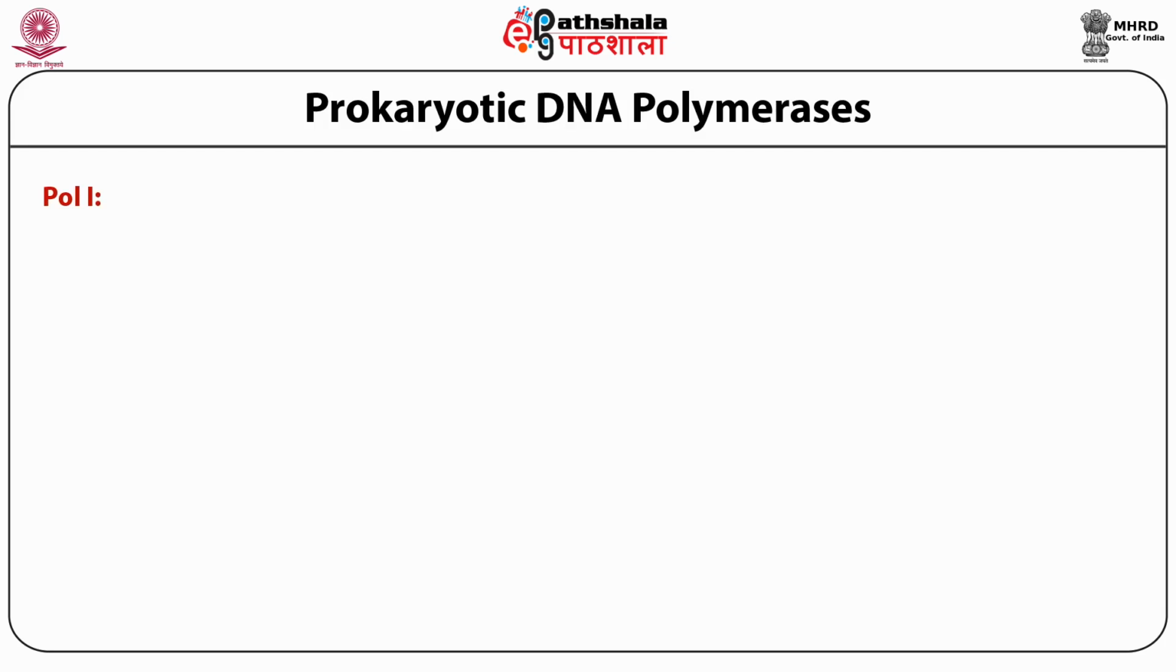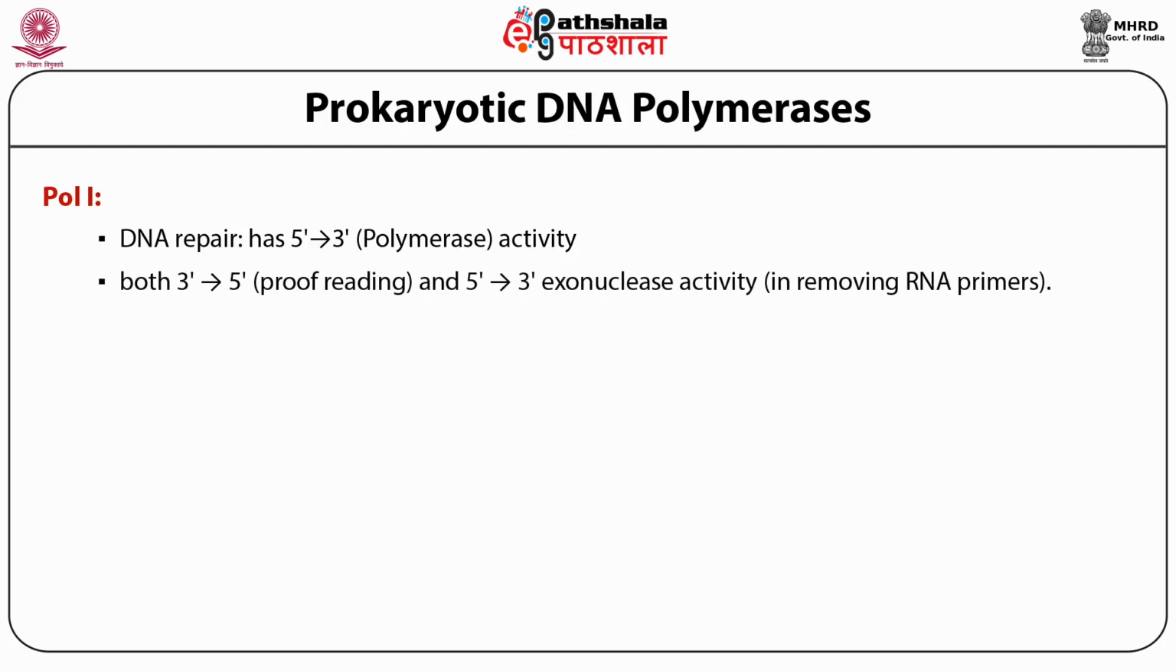Now, DNA polymerase 1. This was the first DNA polymerase which was discovered by Arthur Kornberg, for which he was awarded the Nobel Prize. Now, DNA polymerase 1 is not the main processive enzyme which is involved in replication. However, it is involved in DNA repair. It has 5' to 3' polymerase activity, meaning it can add nucleotides in the 5' to 3' direction. Along with that, it also has a few subunits which have 3' to 5' as well as 5' to 3' exonuclease activity. What does that mean?